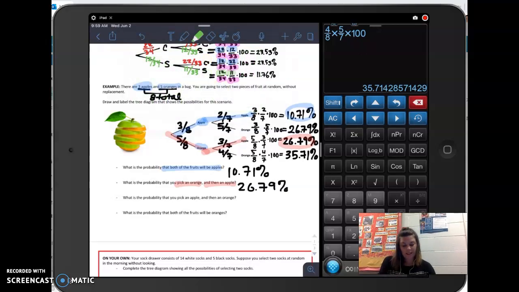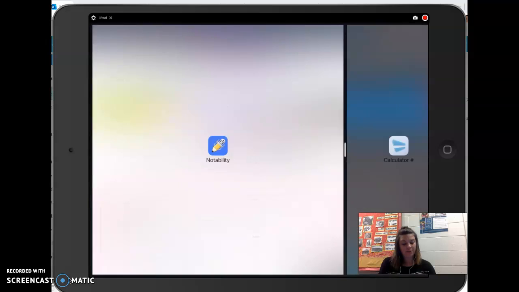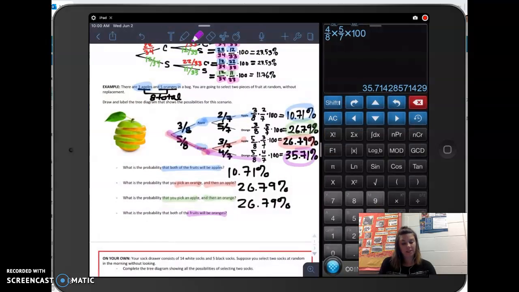The next question says an apple first, then an orange. And we know that's the same probability because of the way multiplication works, and we talked about that just a second ago. All right, last but not least, what's the probability that both will be oranges? So we look for the path that's orange and then orange again, and get that probability, and that's our answer.